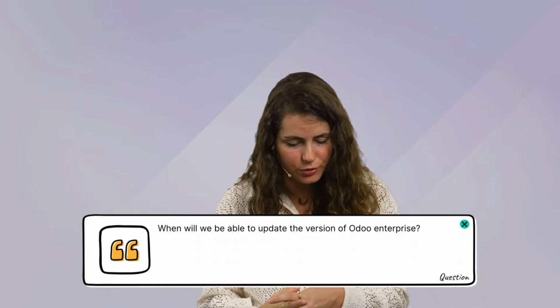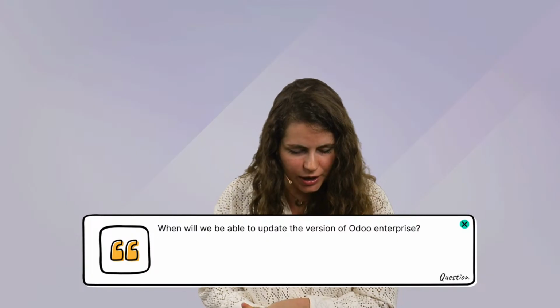We have a question from Paul. When will we be able to update the version of Odoo Enterprise? Do you mean from version 18 to version 19 or from the intermediary version? Globally, if you are on the intermediary version, so 18.1 to 18.3, you can update it as soon as they are coming out. For version 19, it will be presented in September during the Odoo experience, and usually the upgrade is available a few months afterwards. It's really going to depend on the timing, but it's usually 2-3 months afterwards.